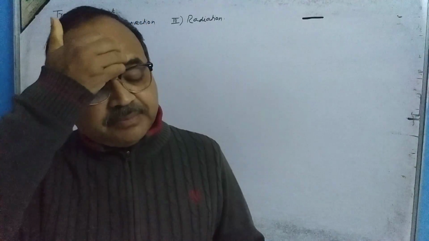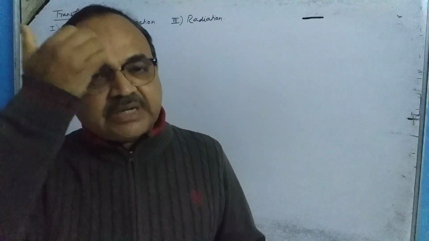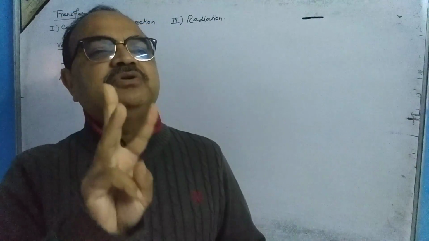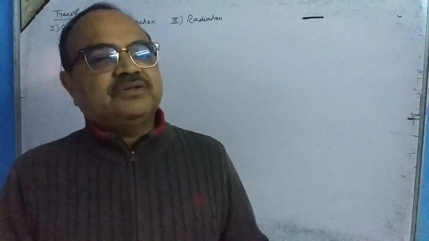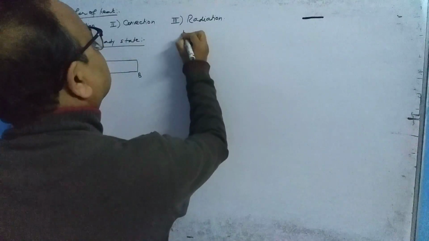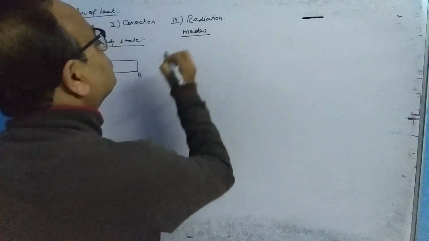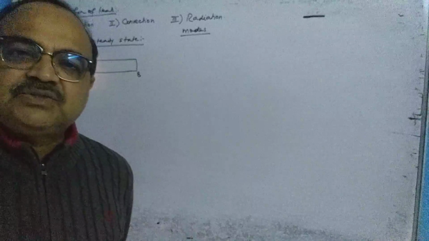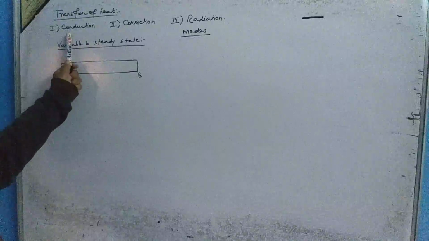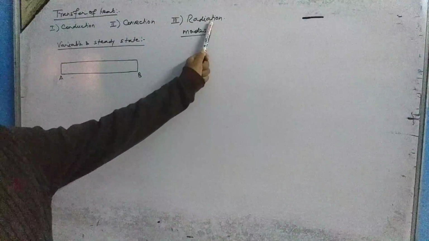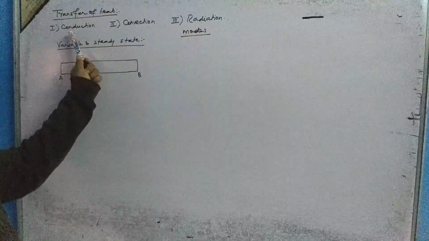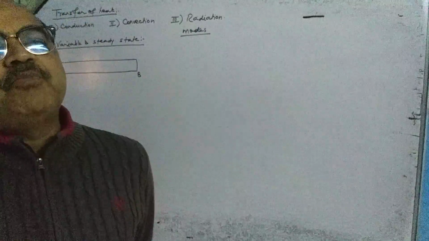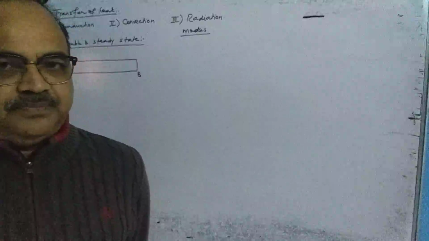After this calorimetry, we have to discuss the transfer of heat. Heat can be transferred by three important modes. The modes of transfer of heat are as follows: one is conduction, second is convection, third is radiation. Conduction, convection and radiation are the three important modes of transfer of heat.